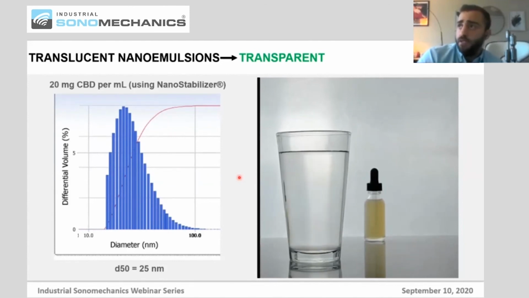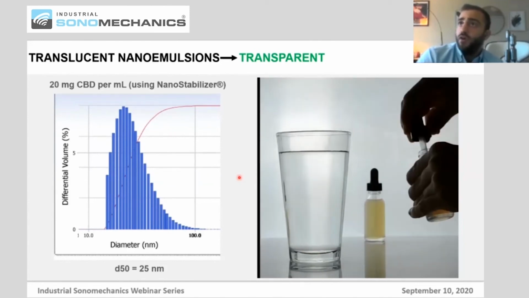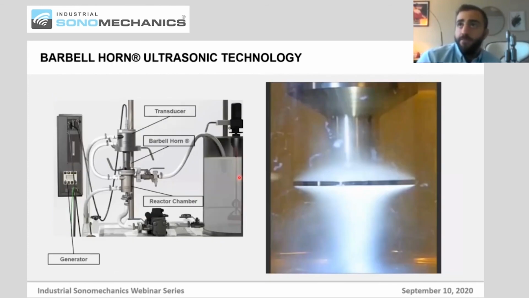So as mentioned, the formulation is essential, and so is the preparation technique. And BARBELL HORNO ultrasonic technology has been demonstrated to prepare very fine and translucent nanoemulsions at any scale. The basic setup of an ultrasonic liquid processor that utilizes BARBELL HORNO ultrasonic technology has a generator that's a power source that supplies the power to the water-cooled transducer. The transducer is water-cooled to allow for potential 24/7 operation.